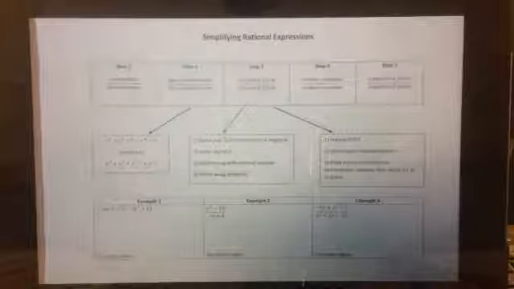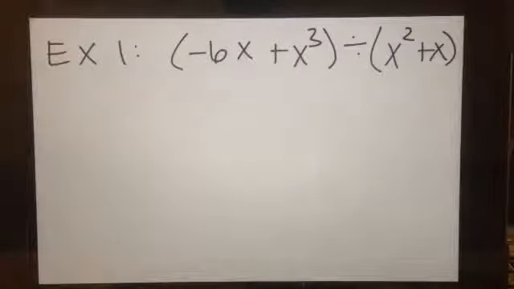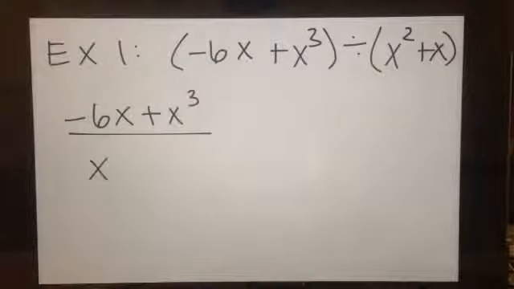So that's kind of the process, and we're just going to go ahead and walk through each of those steps on the examples and make sure that we know exactly what to do for these problems. So I can't write tiny, so I'm going to go ahead and write the first example on a new screen. So here was the first example, and if you look at step 1, it says to write the problem as a numerator over a denominator. So my numerator is negative 6x plus x to the third. My denominator is x squared plus x.